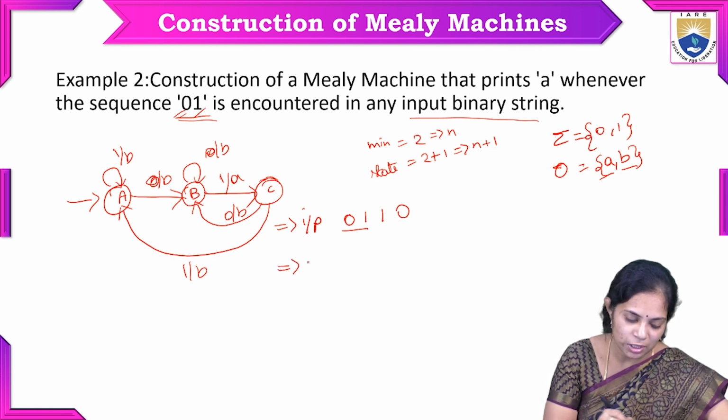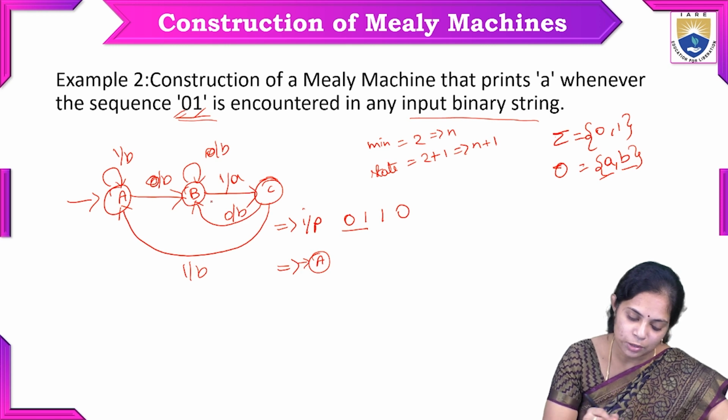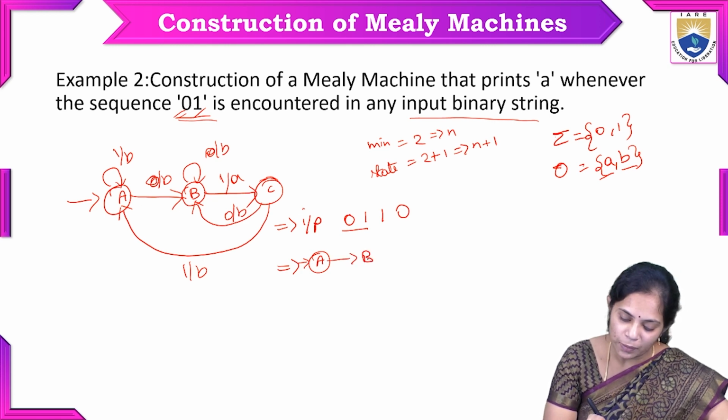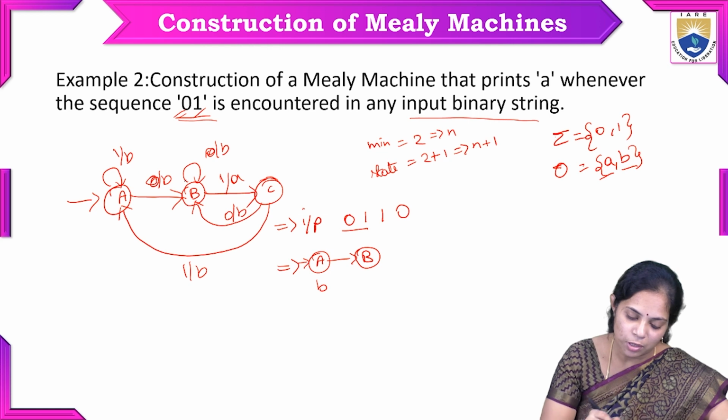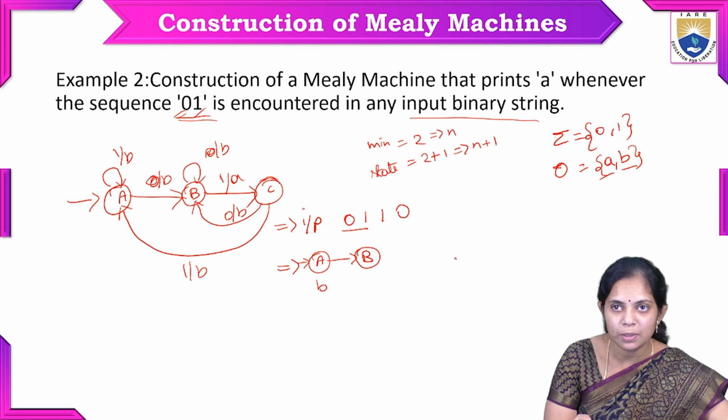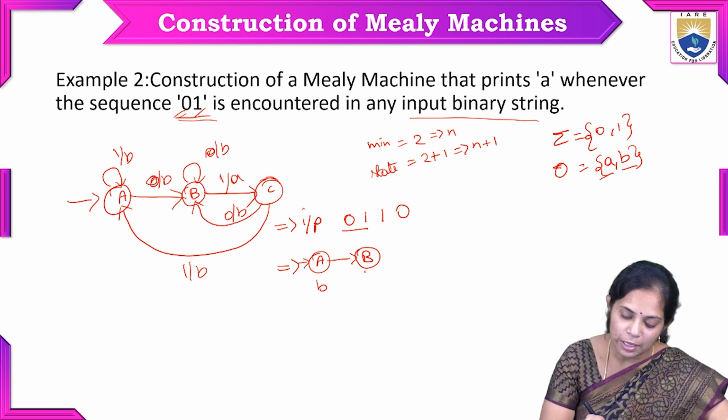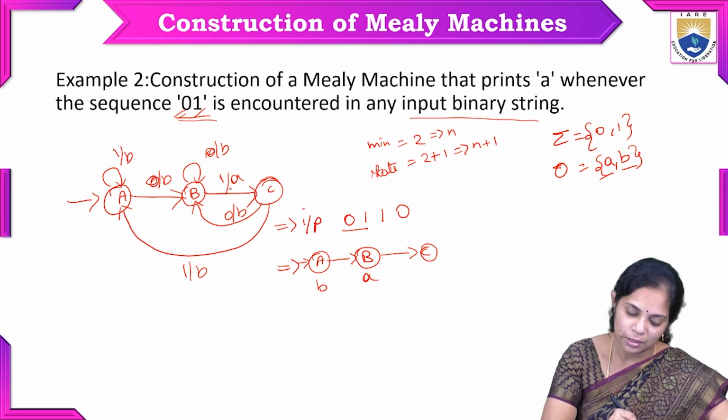What is the starting state here? We have to start with state A, and if you give 0 as an input symbol, it goes to B. What is the output here for the 0? It is B. Whenever we give the input symbol 0, it goes to state B. And now from state B, if you give 1 as an input, it will reach state C, and the output here is A.